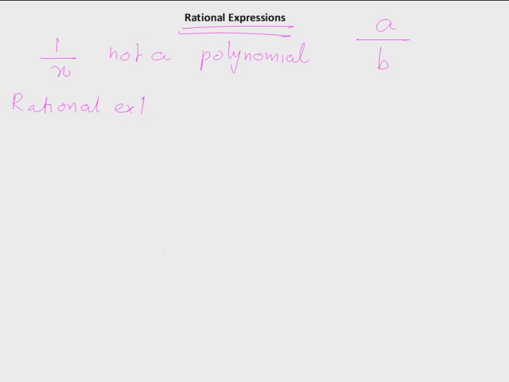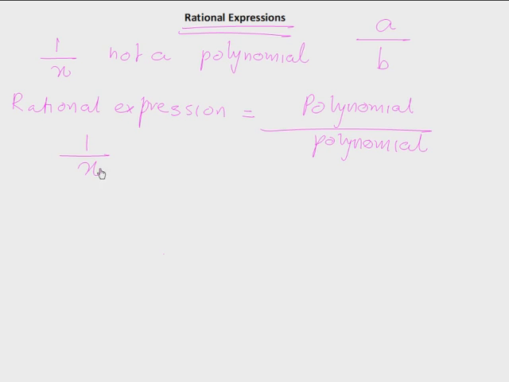So we just discussed polynomials, and I said that 1 by x was not a polynomial. So we broaden our definition of an algebraic expression to include such expressions, and they are called rational expressions. Why rational? Recall that a rational number was an integer divided by an integer. So a rational expression, by extension, is a polynomial divided by a polynomial.